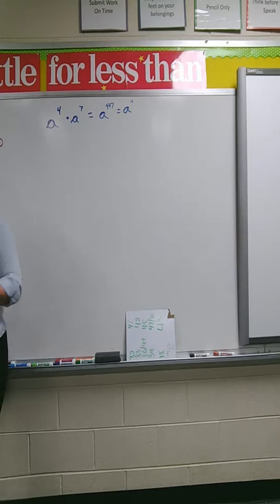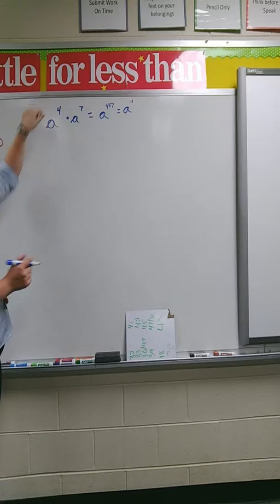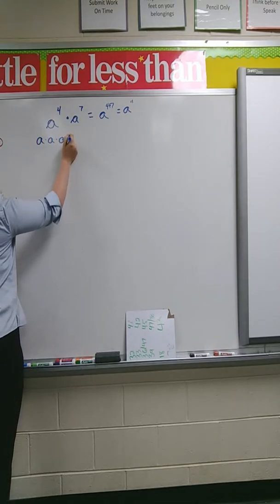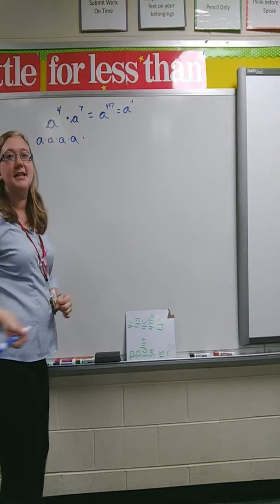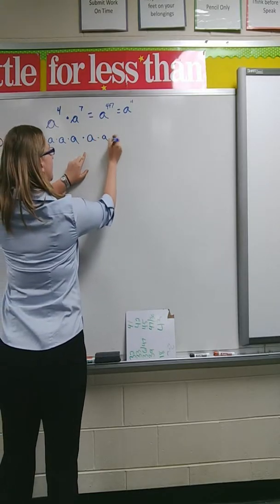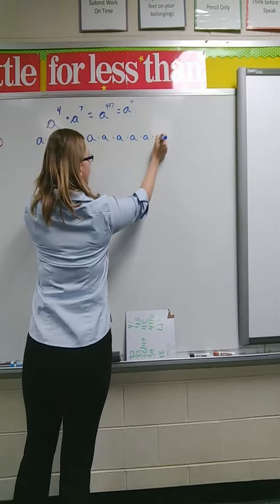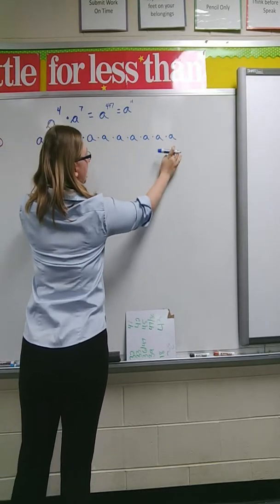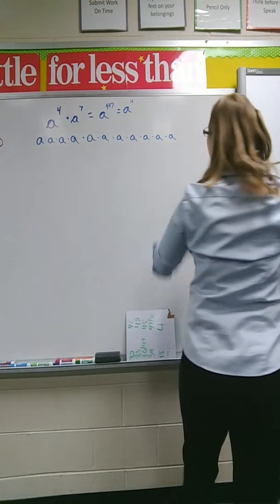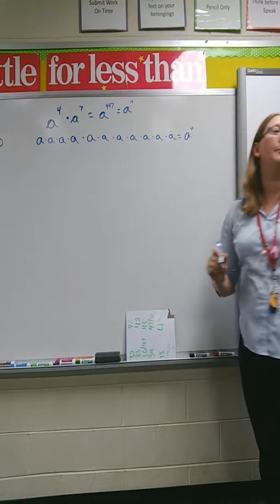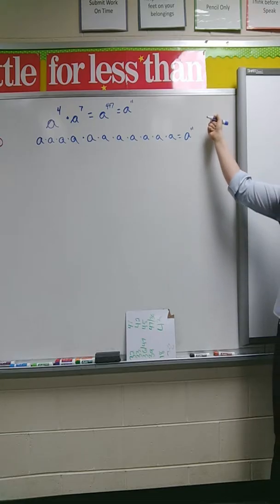All right. Do we need to see why this works? Well, I'm going to show you anyway. A to the fourth means what? A times A times A times A. We're multiplying that by A to the seventh, which means what? Okay, 1, 2, 3, 4, 5, 6, 7. All right, that's what that means. If I add up all those A's together, we get 11. We have A times itself 11 times, which is A to the 11th power. Make sense? Yes. Okay.